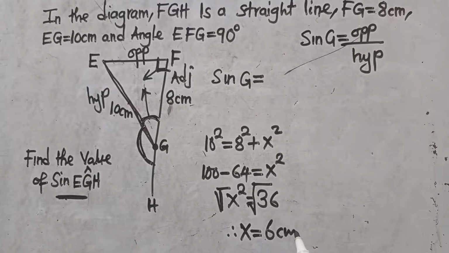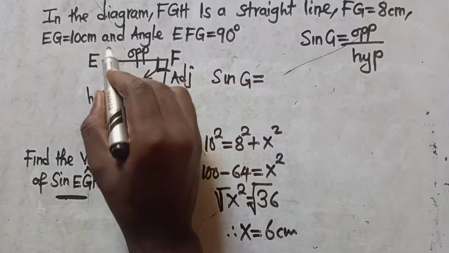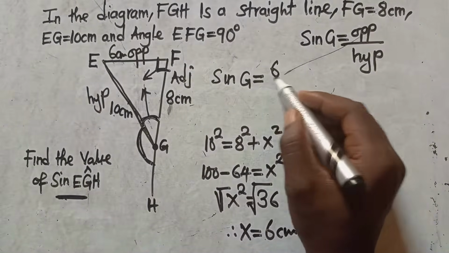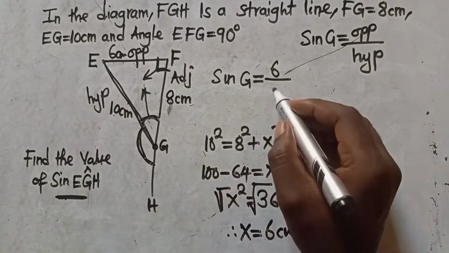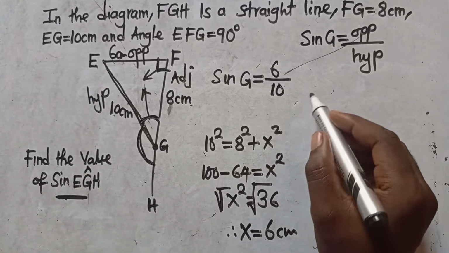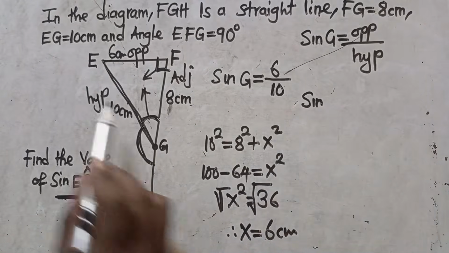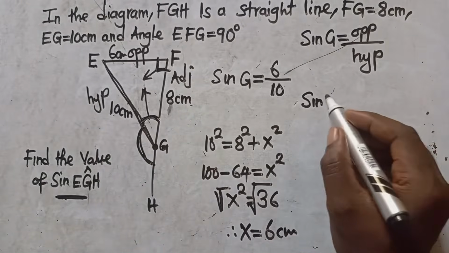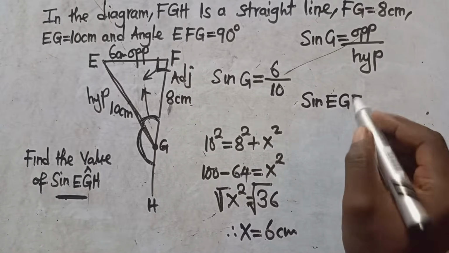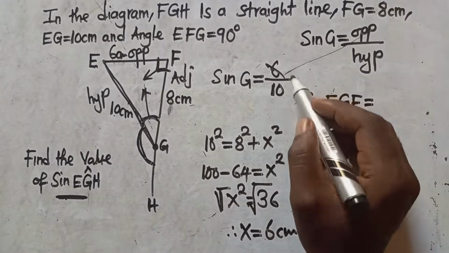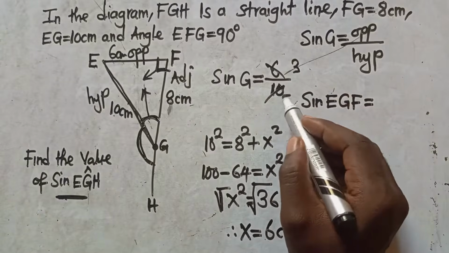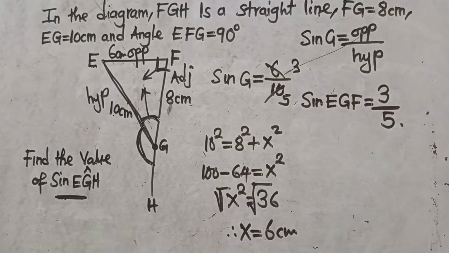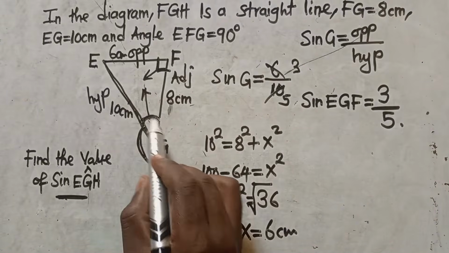6 centimeters. So meaning opposite is 6 centimeters. We found the opposite. So opposite is 6 over the hypotenuse, 10. So this is the same as sine EGF, which is inside. It is equal to 6 over 10, which is 3 over 5. So we've found what is inside.